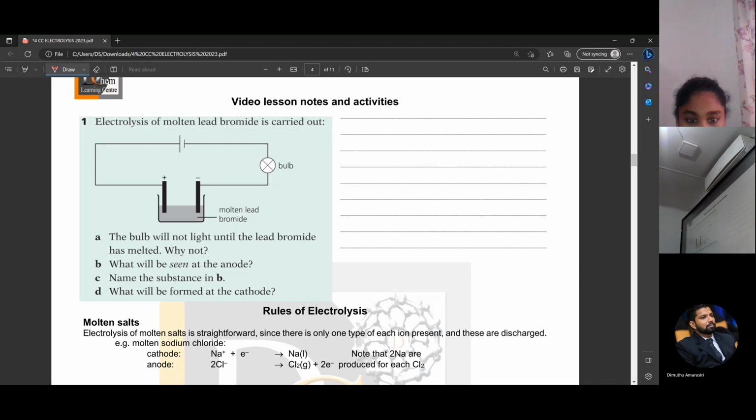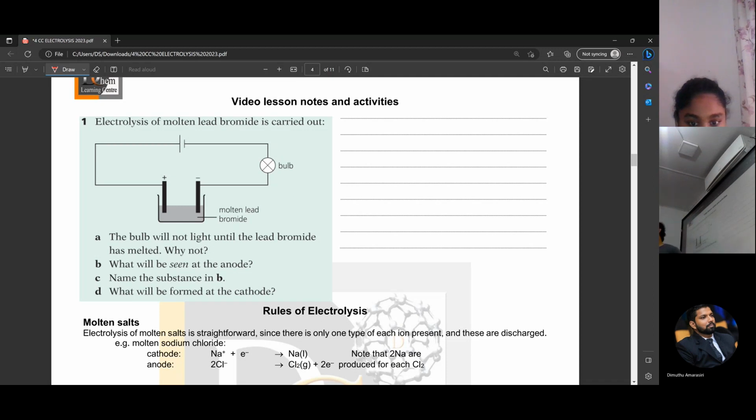So the bulb will not light until the lead bromide has melted. Why not? Solid lead bromide ions cannot move, but molten, yes. What will be seen at the anode? Brown gas and also brown liquid. Red brown is also correct. Name the substance B: bromine. What will be formed at the cathode? Molten lead. And then I asked you to write the two reactions.